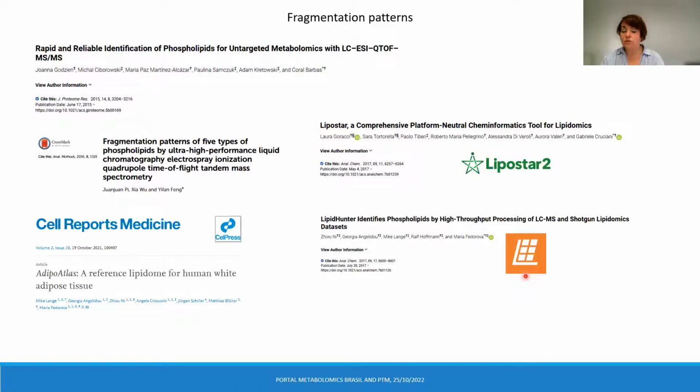Okay, I don't want to go today through the fragmentation of particular lipid classes, because this is quite nicely described in the literature, and you can easily follow different tables and guidelines that were already reported. Here are some publications that I can recommend. This AdipoAtlas from Maria Fedorova's group is absolutely fantastic, and the supplementary file from this publication is the most frequently opened file on my computer. And there are also two tools for high throughput annotation, LipoStar and Lipid Hunter. Both of them are free, so I can recommend using this software.